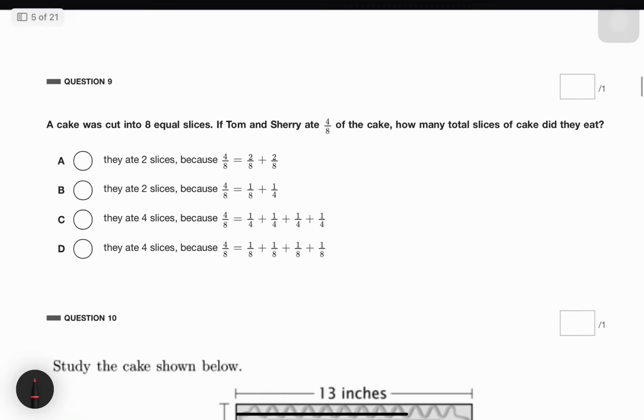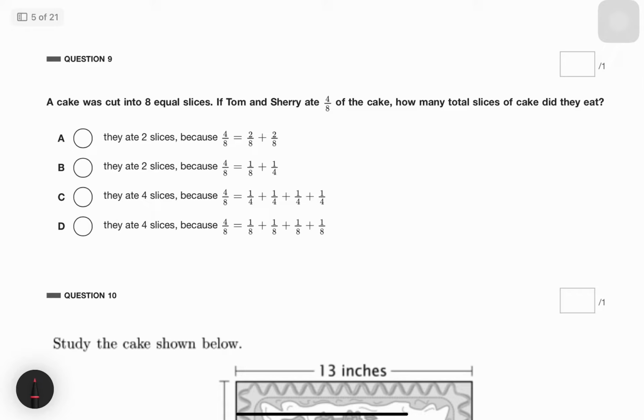All right, taking a look at question number 9, it says a cake was cut into 8 equal slices. If Tom and Sherry ate 4/8 of the cake, how many total slices did they eat? All right, so here a word that we're going to look at is total. By doing this, we can see that we're dealing with the sum of unit fractions here, which means we're going to need to find the sum. All right, and it says that a cake was cut into 8 equal slices, and she ate 4 out of those equal slices.